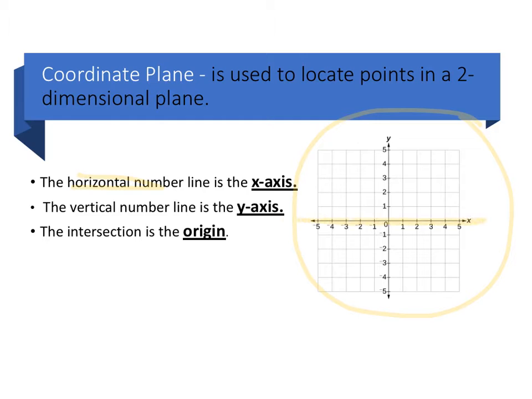So right here, going horizontally, is our x-axis. And the vertical number line, I think of vertical as jumping, is going to be your y-axis, going up and down, okay? And then the intersection of all that is what we call the origin. That is right there, and that is also our point (0, 0).